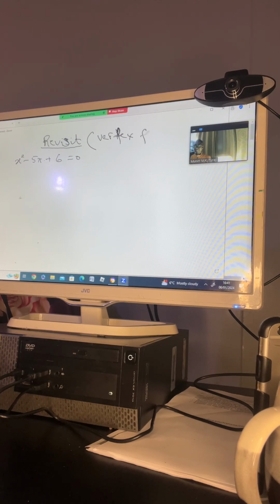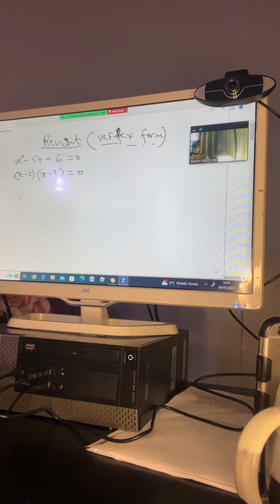Vertex form of factorization. So what do you do if you want to factor this one? One way of doing it is (x - 2)(x - 3) = 0. Yeah, now you factorize it, but we want to factorize it using the vertex form.